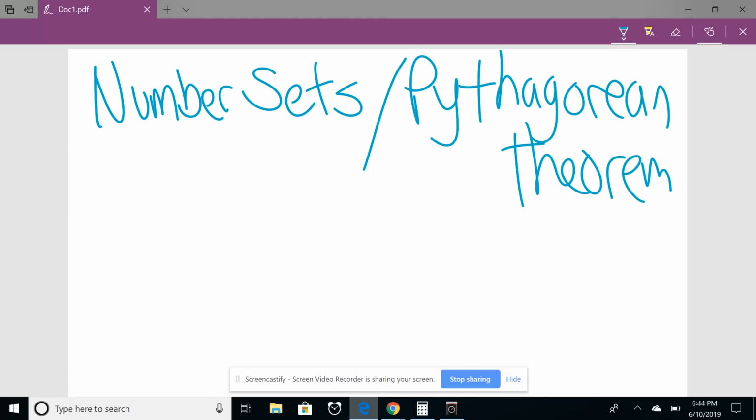In today's video, we're going to be talking about number sets and Pythagorean theorem. So before we talk about any of these topics, I want to review the concept of square root. The square root is the opposite operation, the inverse operation of squaring a number. So if I were to do 3 squared, you get 9. The square root of 9 is going to equal 3. Now, you'll get different types of numbers when you take the square root of a specific number.